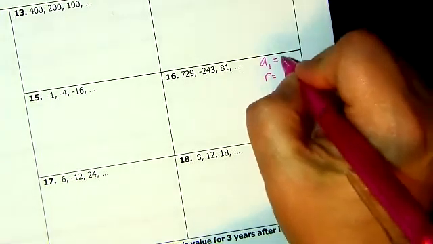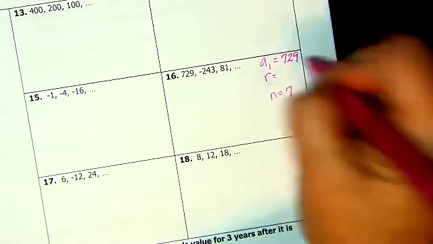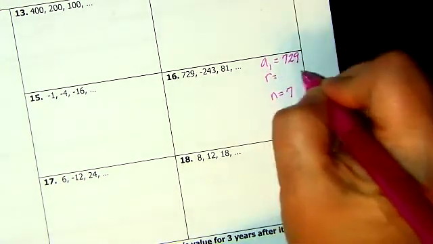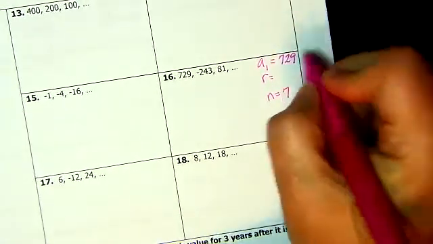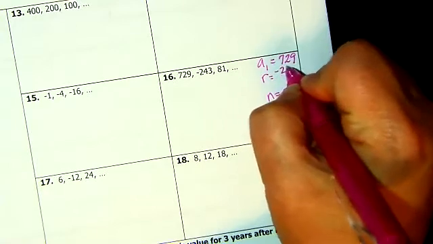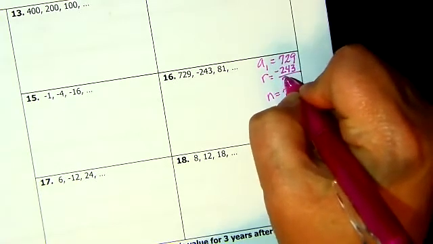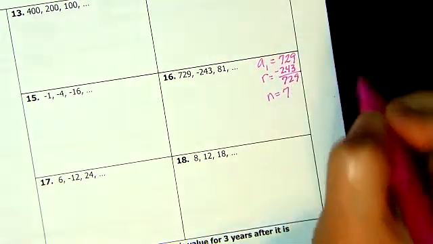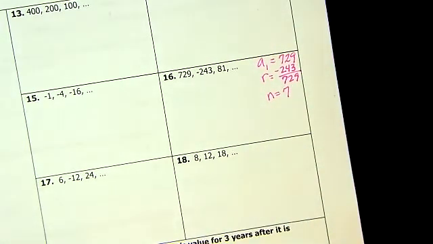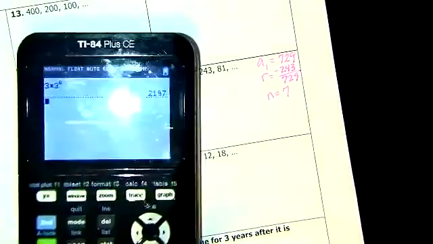So a sub 1 is 729. To find the r, that means I'm doing negative 243 over 729. Now you'd be like, wait a minute, how am I supposed to figure that out? The calculator can help you with this, okay?